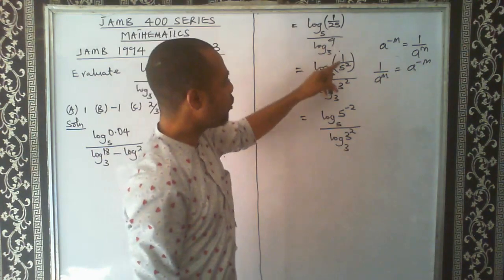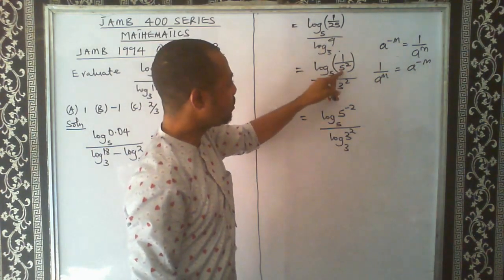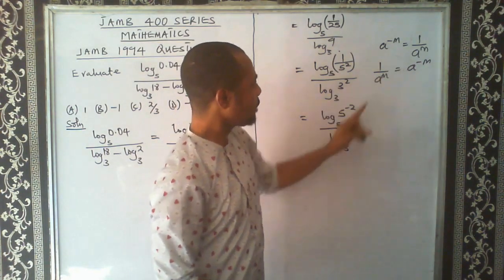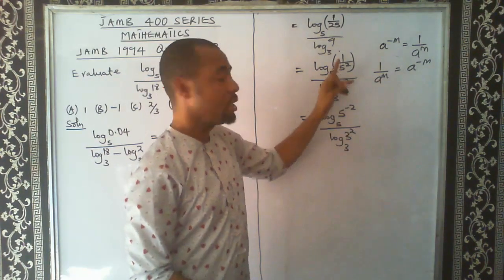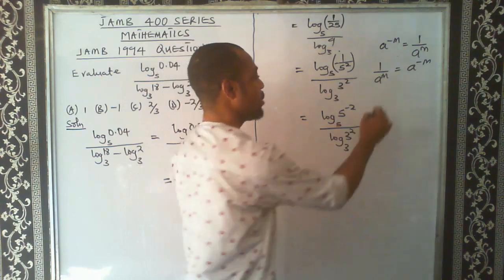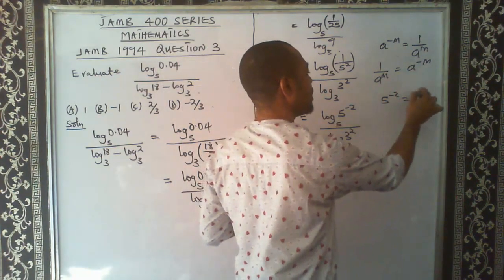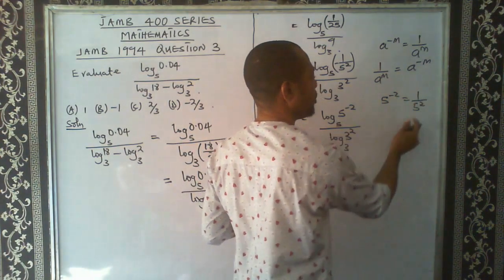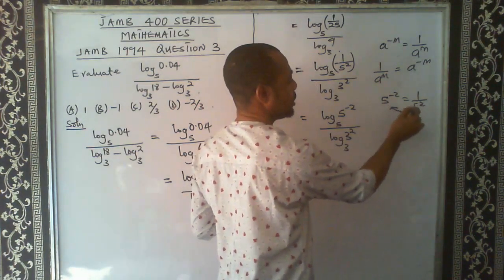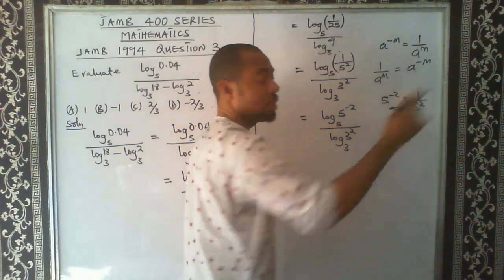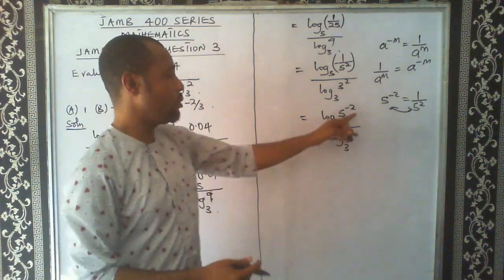So if 1 over 5 raised to the power 2 is equal to 5 raised to the power minus 2, that means 5 raised to the power minus 2 is still this. So if 5 raised to the power minus 2 can be written as 1 over 5 raised to the power 2, it means that 1 over 5 raised to the power 2 can also be written like this. So it can move in both directions. So that's how we arrive at this.